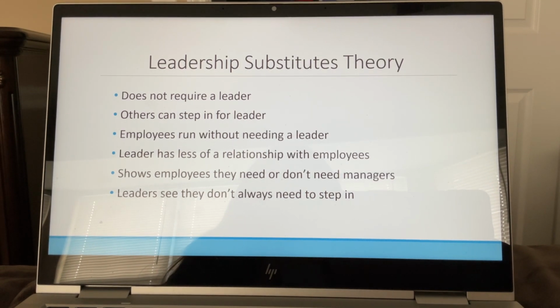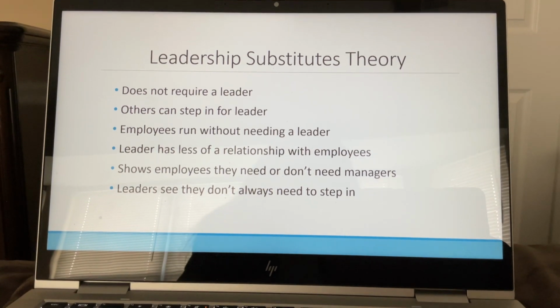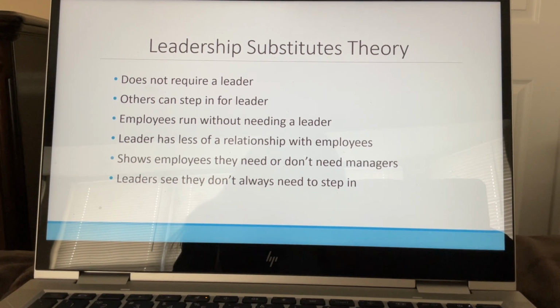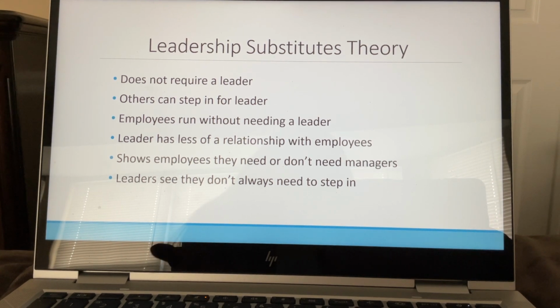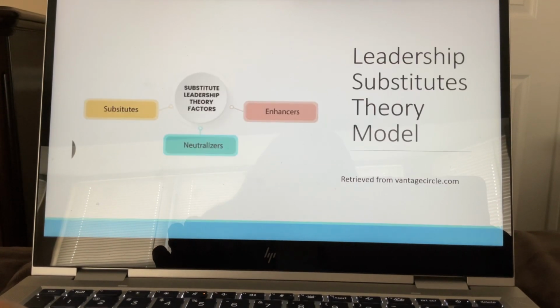So the 4th theory we're going to talk about is leadership substitutes theory. This does not require a leader all the time. And then other people can step in for the leader. Sometimes the employees can run things without anybody leading. The leader has less of a relationship with the employees. Hopefully they're checking in with them. And then employees see that they might not always need a manager around to make every single little decision. Leaders see they don't always need to step in.